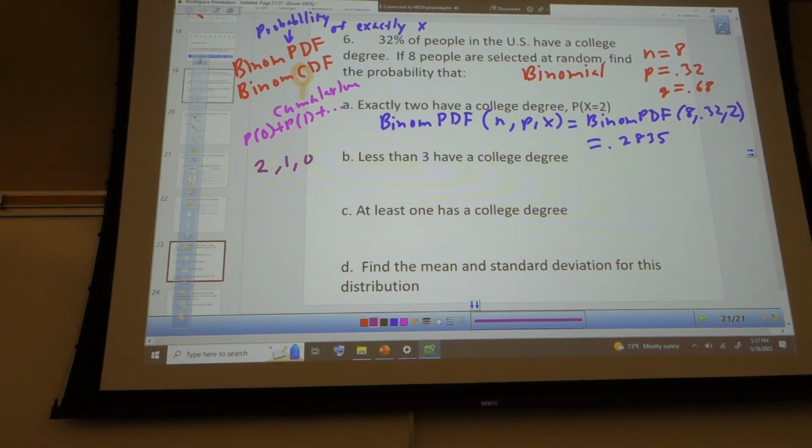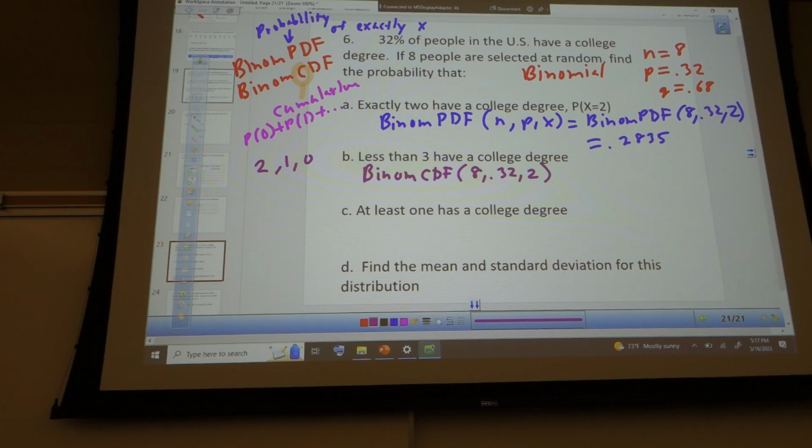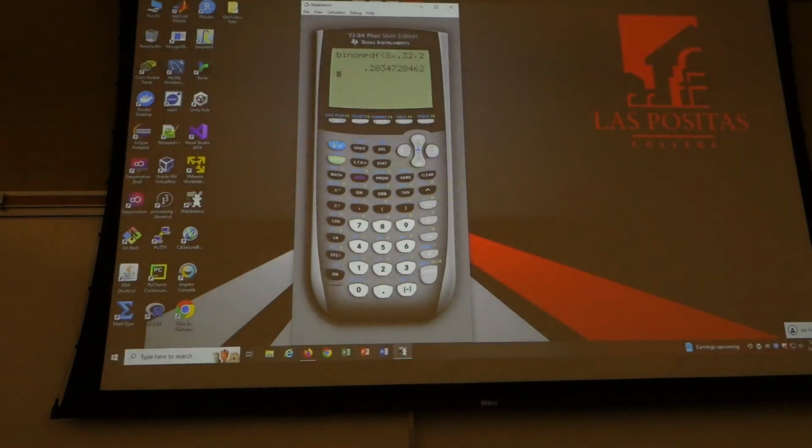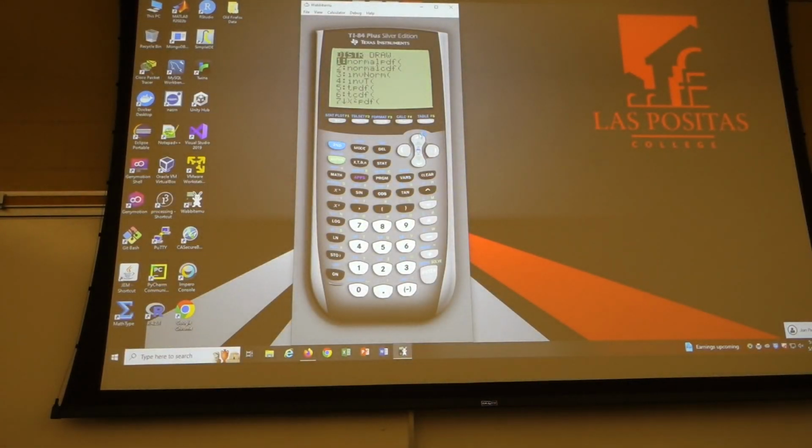So you're going to do binom CDF and write in what you think should go in there. CDF of what? Yeah, the exact same thing. The only difference between the two is that one's CDF, the other one's PDF. So how does that work? Second bars, arrow up again because it's towards the bottom. CDF, 8, comma, 0.32, comma, 2.